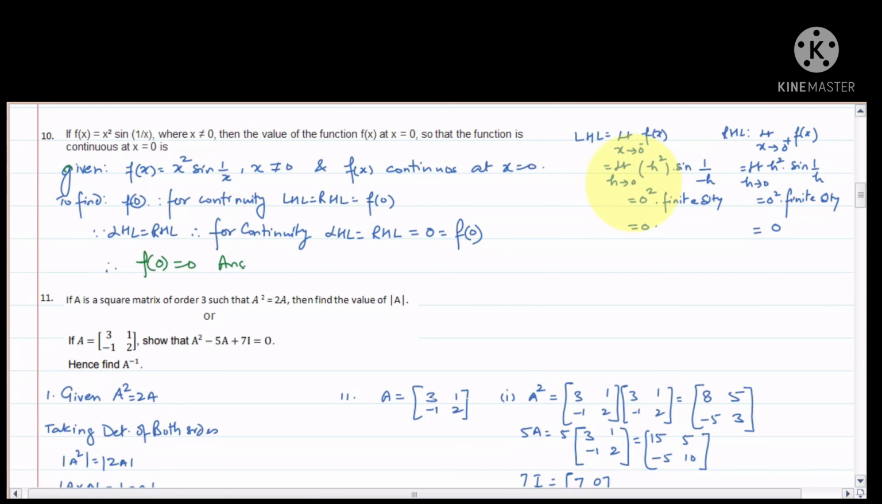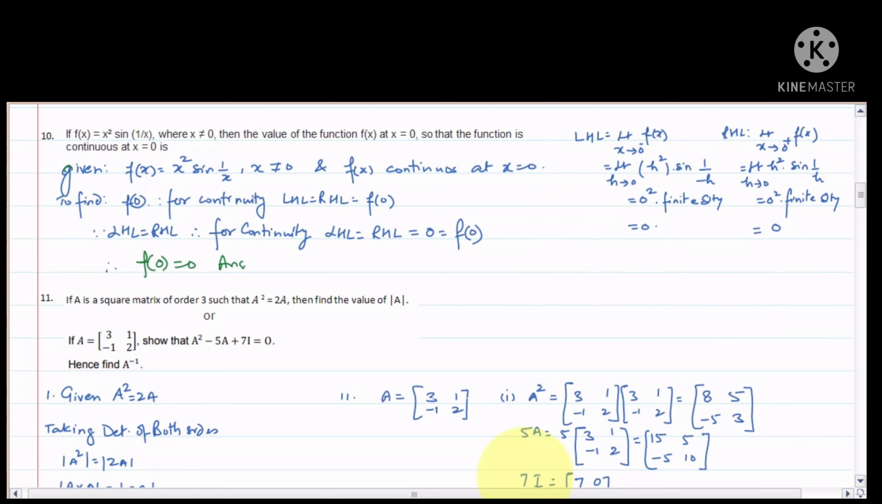Limit f(x), x tends to 0 minus, that means approaching 0 from left hand side. So h is a very small quantity, limit h tends to 0, h square sine 1 by 0 minus h, and that will yield us minus h. So it will yield us a finite quantity, 0 square into a finite quantity, that will be 0. Coming to RHL, so RHL is again approaching 0 from right hand side, so it will be equal to h square into sine 1 by h. Again this is a finite quantity, and it will give us 0 square into finite quantity, that is 0. So LHL is equal to RHL.